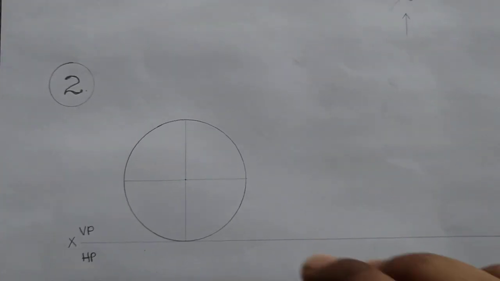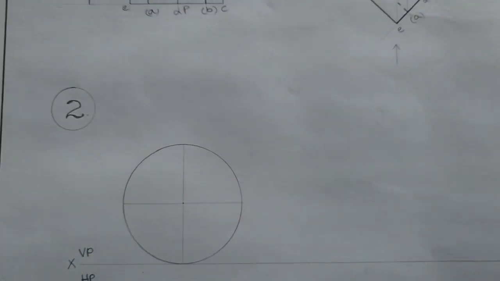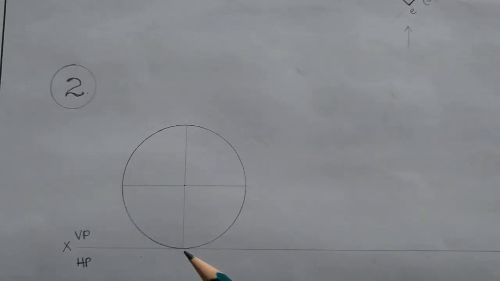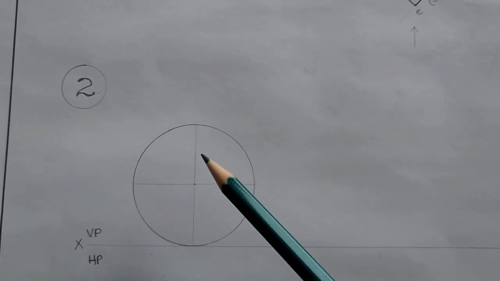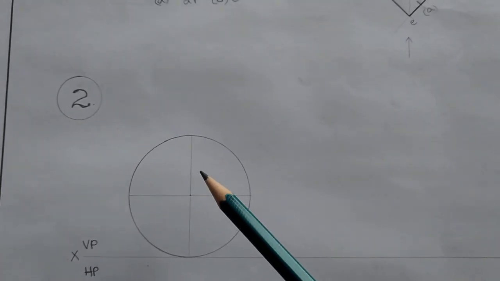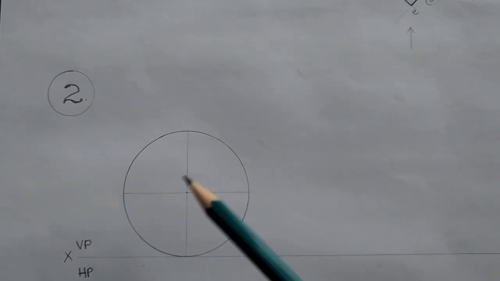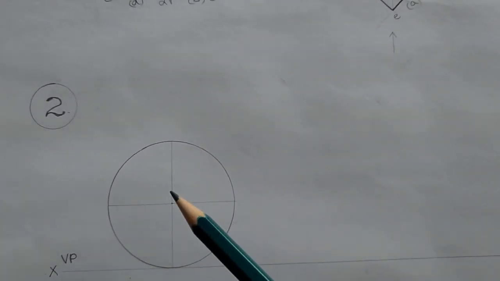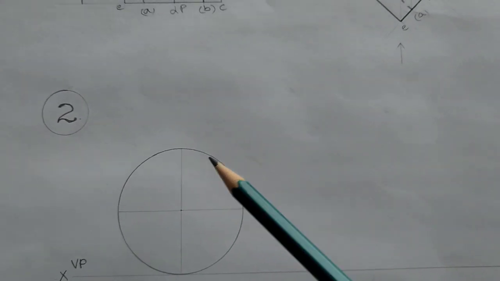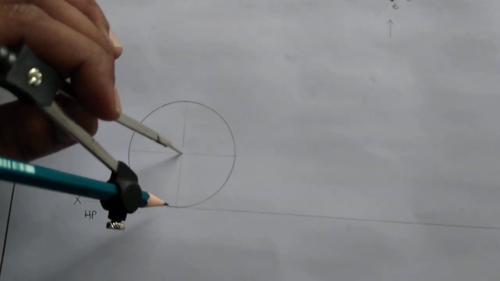So in the simple stage we can construct the front view in this way, circle touching the reference line. Then we can divide the circle into a number of equal parts. We can divide it into 8 equal parts. So I have divided this one into 4 and we can divide this into 8 equal parts. With the help of compass we can do it.